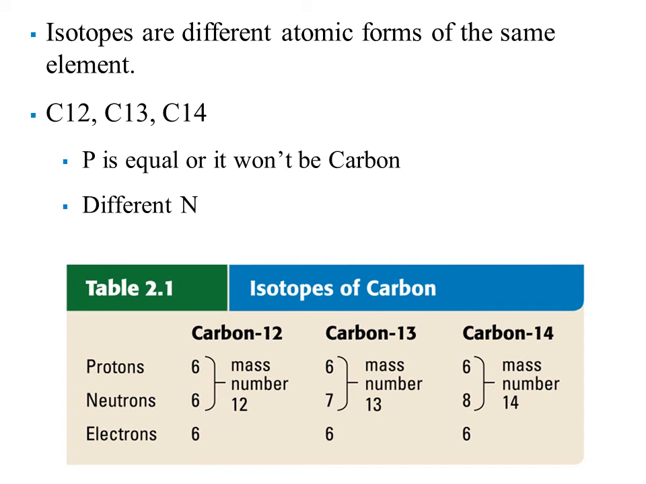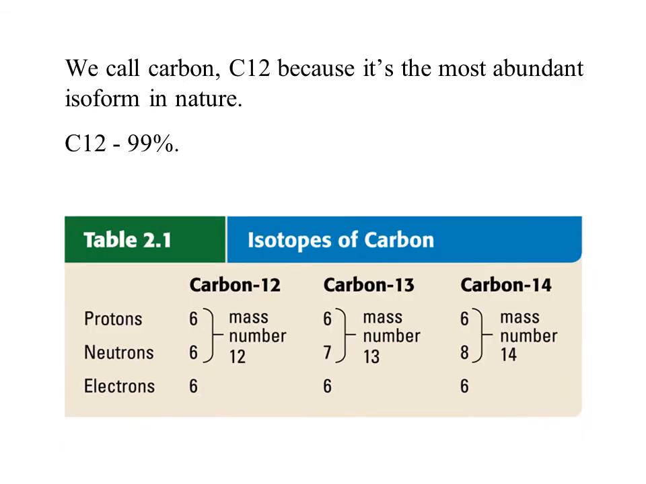The proton number is equal, or it will not be carbon. Like I stated earlier, if the proton number was 7, it would be a different element. It would be nitrogen. So what is unique about C-12, 13, and 14 is they all have the same proton number, but they don't have the same neutron number. All of these are isotopes. We call carbon C-12 because it is the most abundant isoform found in nature. In nature, it represents 99% of the carbon found.